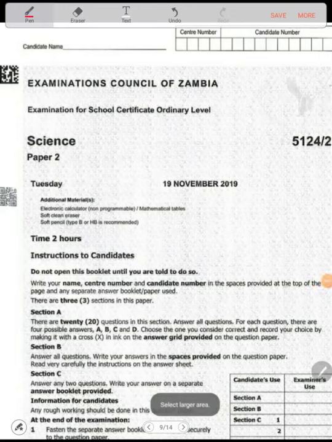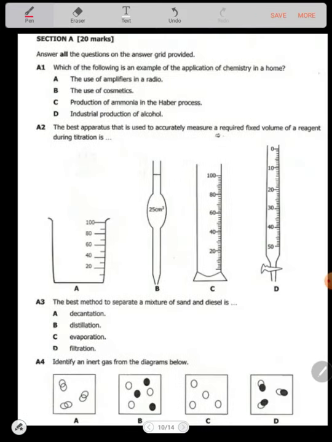Yes, it's the 2019 November paper 2 science physics. For those who don't know, paper 2 is science, physics. I'll be answering part 1, section A only, 1 up to 20. So follow me and pay the tutor. Answer all questions on the answer grid provided. Make sure you answer everything on the answer grid provided.